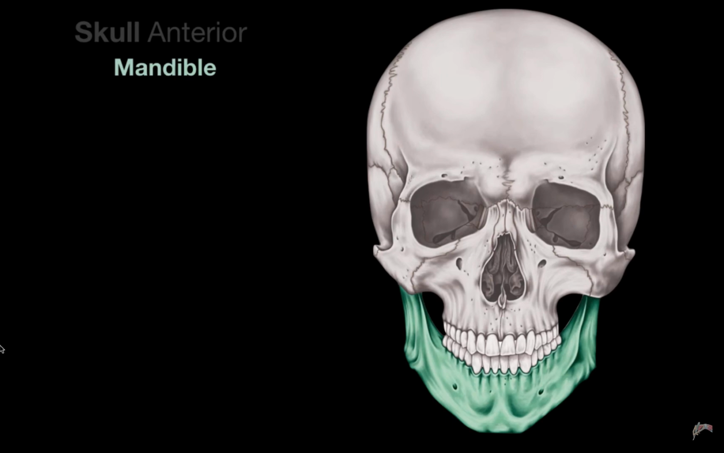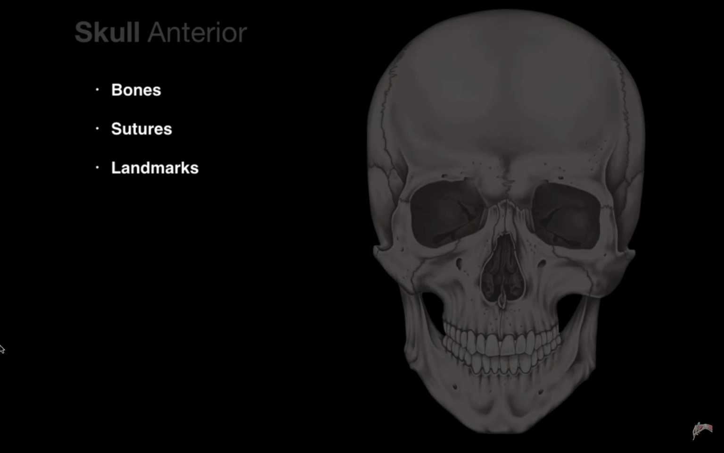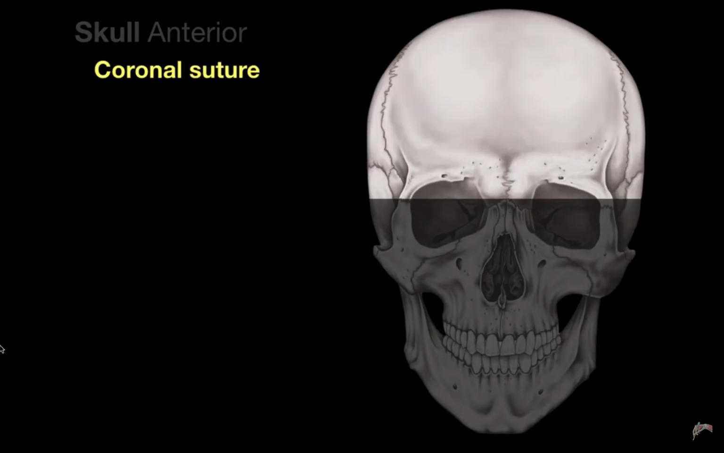Now the mandible is the lower jaw here, and we'll talk about that in a few minutes. Let's talk about now sutures. The only suture we really see, the main one we see here, is the coronal suture that goes up and down. We'll talk about that suture later on.